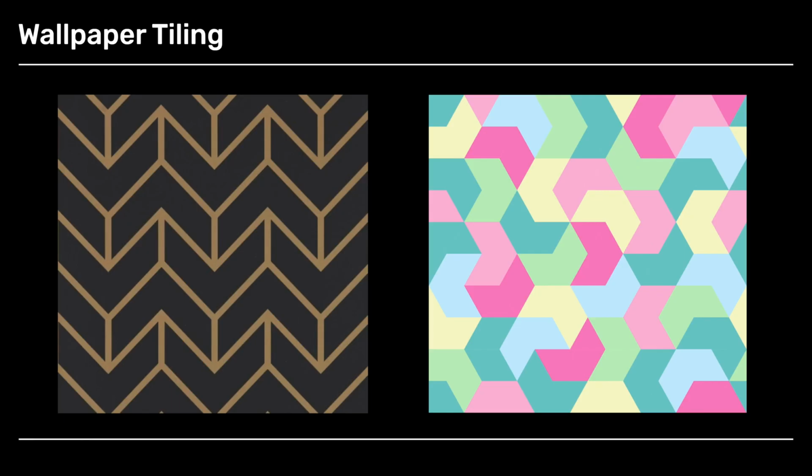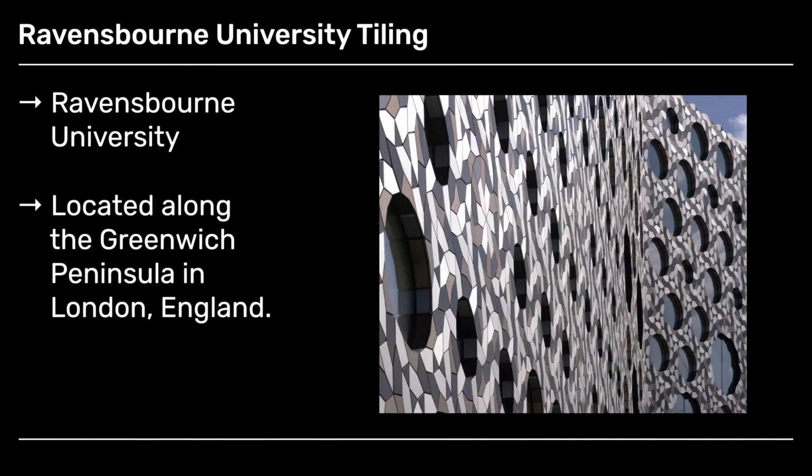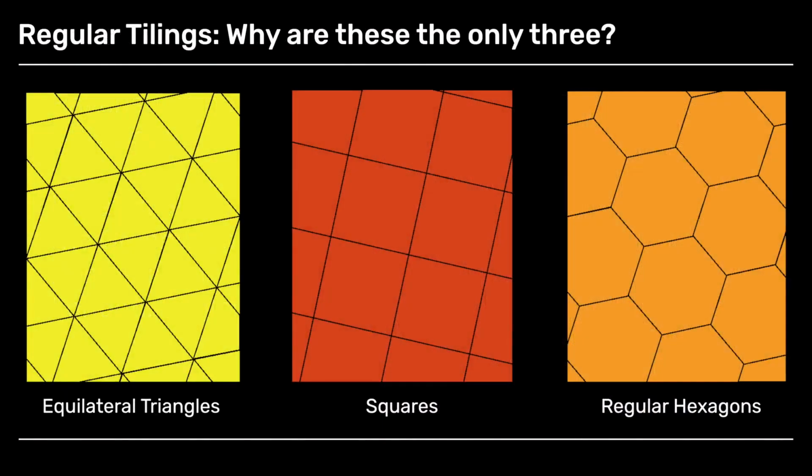Here are a couple of wallpaper tilings. So you get lots of interesting designs from wallpaper. This is a beautiful building, the Ravensbourne University on the Greenwich Peninsula in London, England. And you'll see that it has a beautiful tiling on the outside of the building. Very interesting tiling.